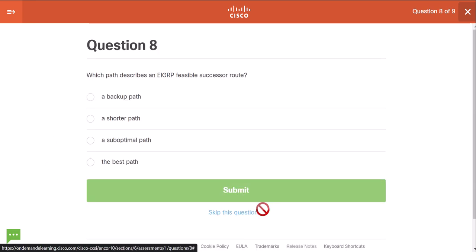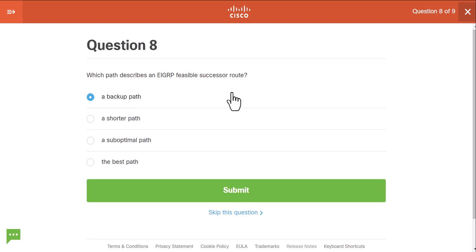Which path describes an EIGRP feasible successor route? An EIGRP feasible successor is a backup path. Right? So the best path is called the successor route, and a feasible successor is a backup path which matches the so-called feasibility condition, which means its reported distance is less than the successor's feasible distance, so like full metric. And that ensures that the backup path will not create a loop. And that's what a feasible successor is.